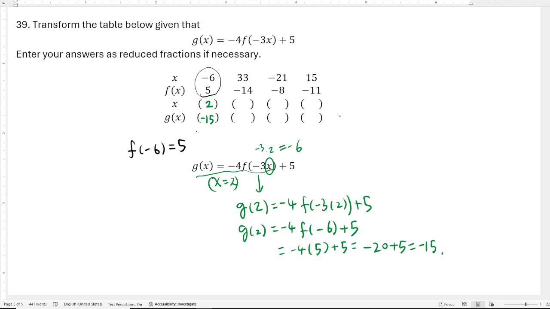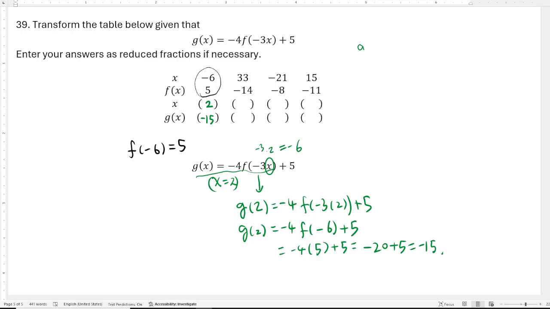And if you notice, we got this information from this information, right? So that's what this question is asking you to do. You use the above information to get another piece of information here, okay? All right, so let's do the same thing for the next one.